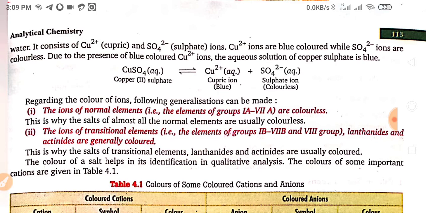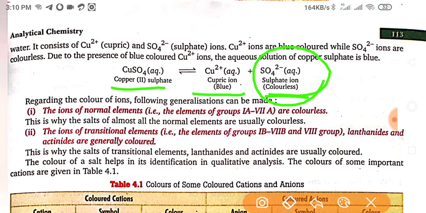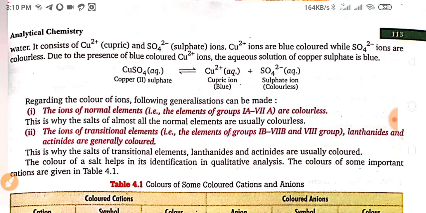Due to the presence of blue colored cupric ions, whenever two valency is there, it means cupric, and plus 1 means cuprous. So the aqueous solution of copper sulfate is blue. You can see CuSO4, when it dissolves in water, is converted into its ions, cupric ion and sulfate ions. Because the sulfate ion is colorless, the solution is blue in color.